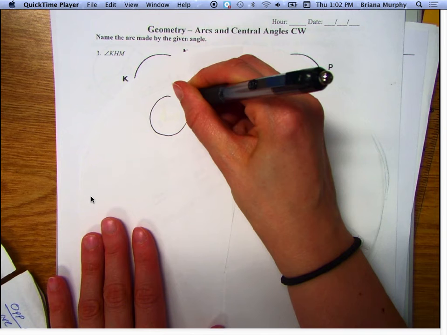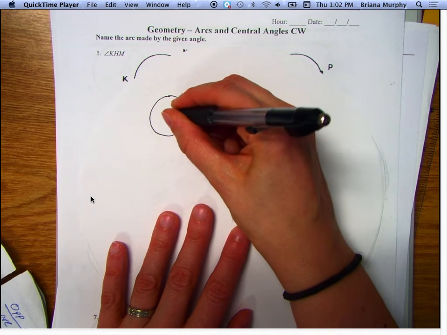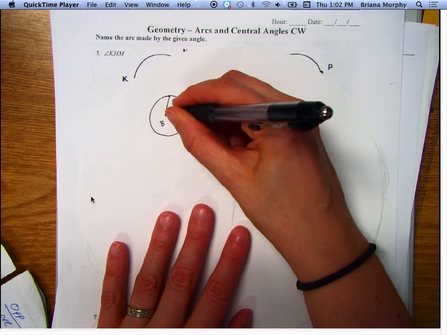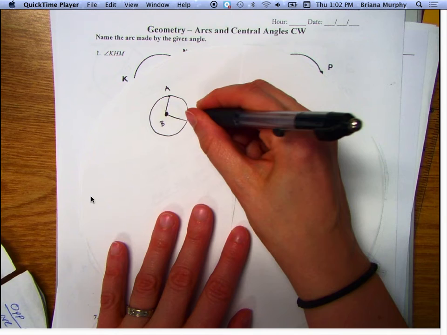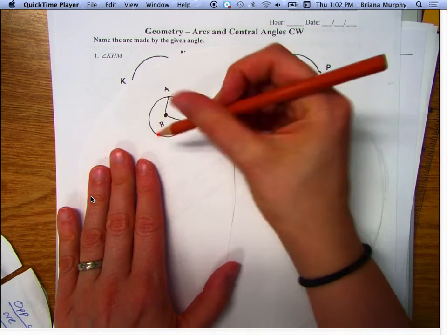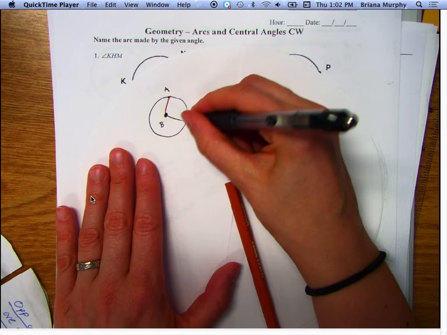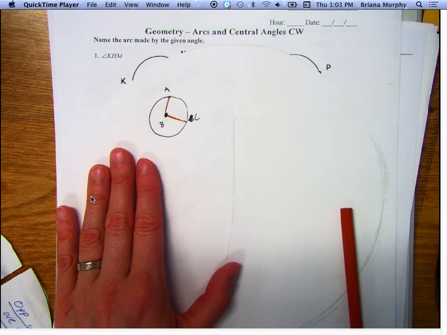Here's my circle. Here's the center of my circle. I'm going to name it B. You're going to name it that, B. So this is my angle right here, A, B, C. Okay? Angle A, B, C.